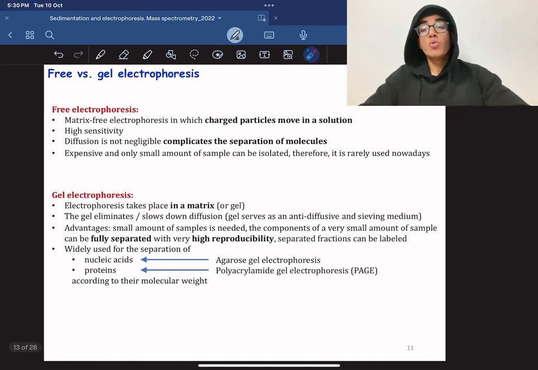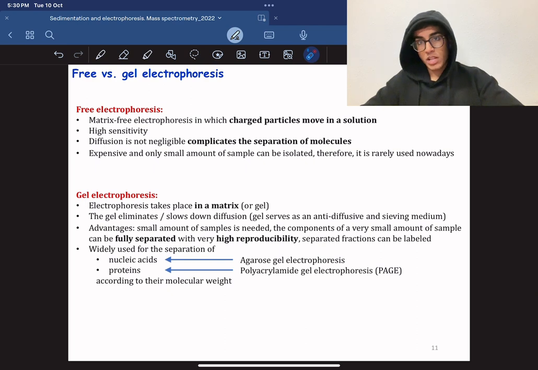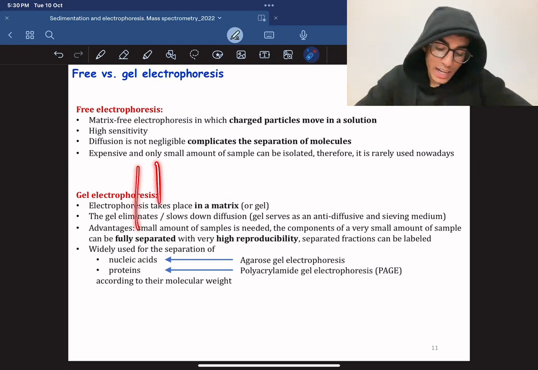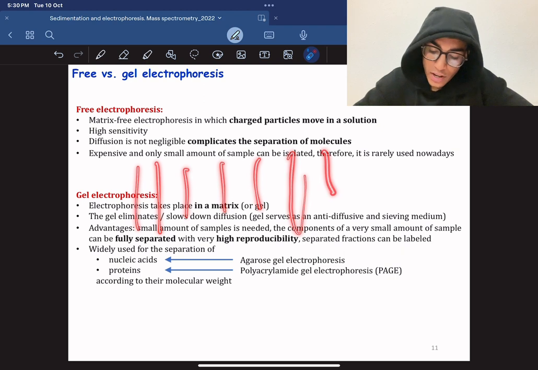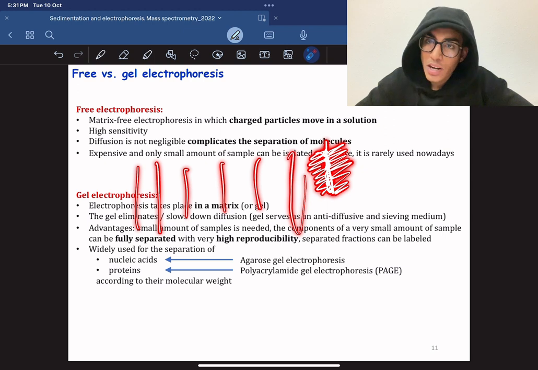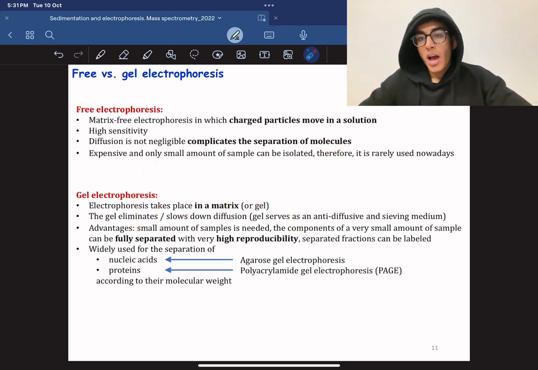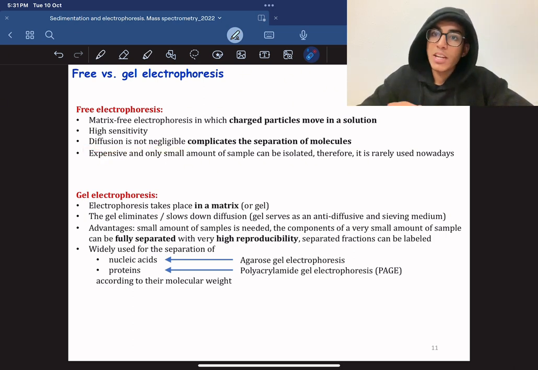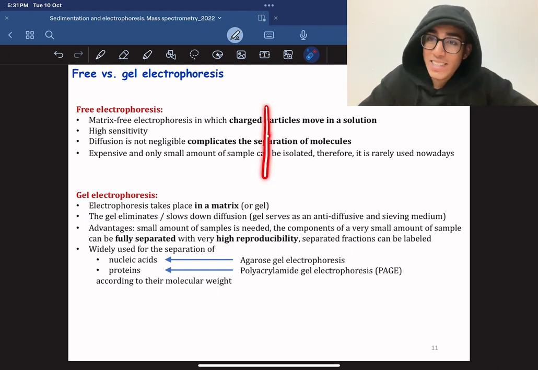So you do not want that in gel electrophoresis. That's what you don't want. Because if there's a lot of diffusion everywhere, then you can't get those discrete lines to differentiate between the molecules. What are these discrete lines? These are basically concentrated parts, high concentration parts. But if there is diffusion, it will be smeared, and it's not going to be a thick straight line. You don't want that. In a solution, the diffusion is not negligible. What does this mean? Basically, diffusion is noticeable. So you don't get those discrete lines like you get in electrophoresis.